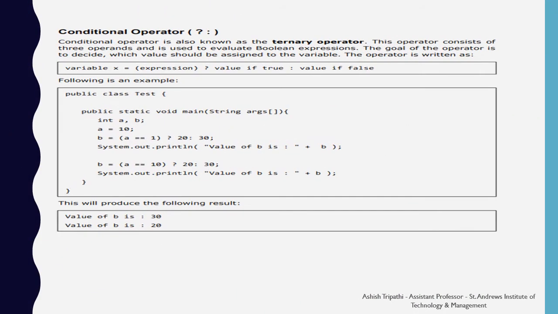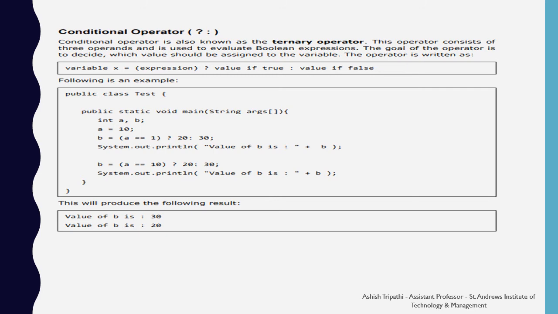Conditional operator. Conditional operator is also known as the ternary operator. This operator consists of 3 operands and is used to evaluate the Boolean expression. The goal of the operator is to decide which value should be assigned to the variable. The operator is written as variable x equals some expression, then question mark, the value if true, colon, value if false. Here you are seeing an example.